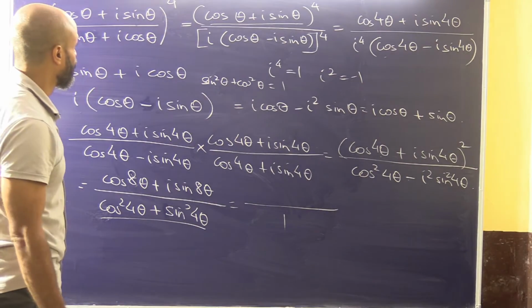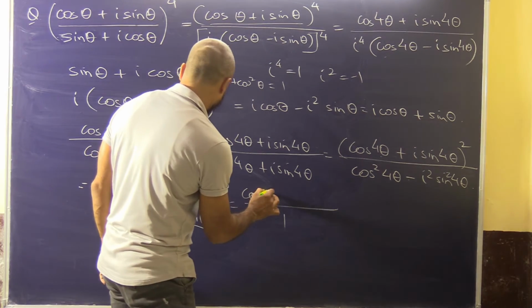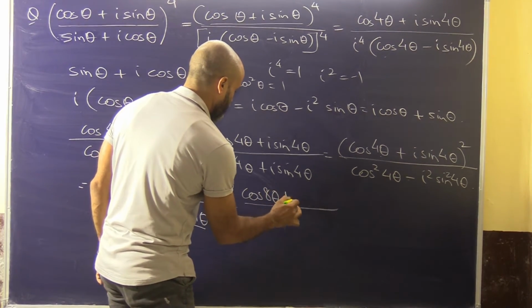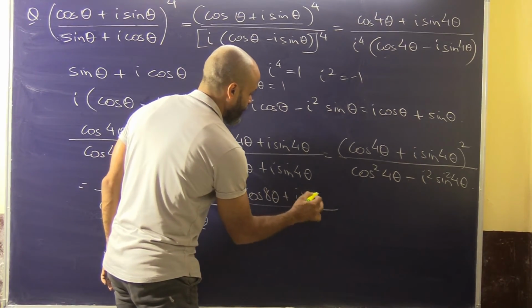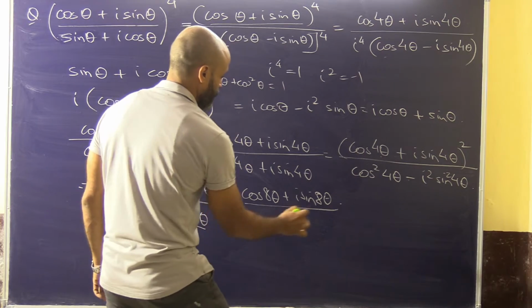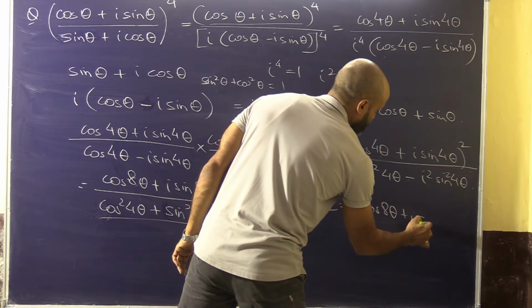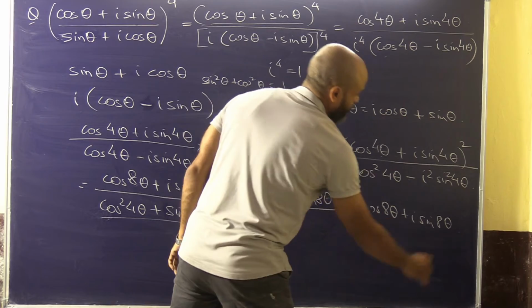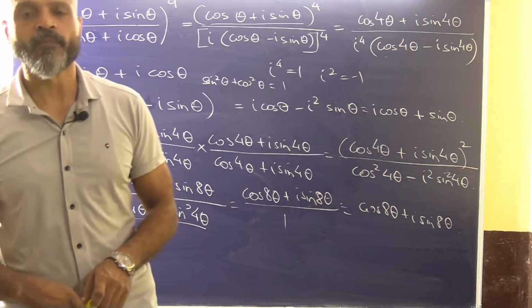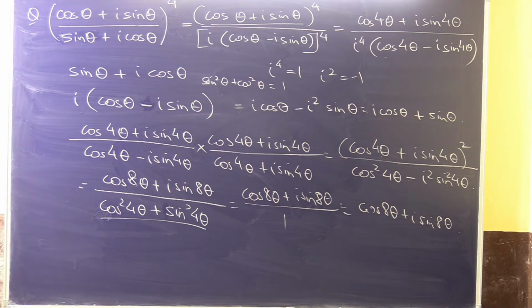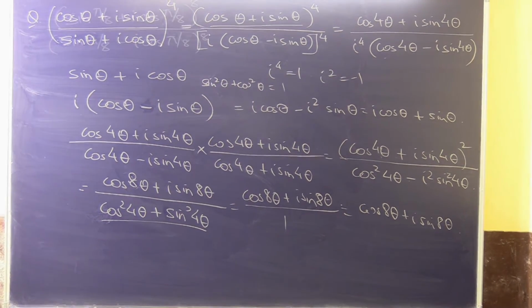What do we have here? This will be cos 8 theta plus i sin 8 theta. So this will be your answer, that is cos 8 theta plus i sin 8 theta. Okay, so we'll deal with more problems in De Moivre's theorem so that we have absolute clarity on this one.